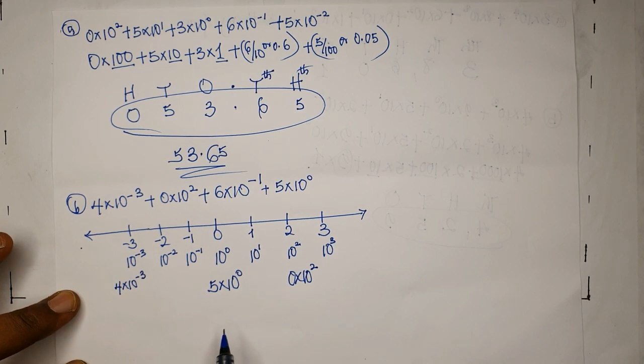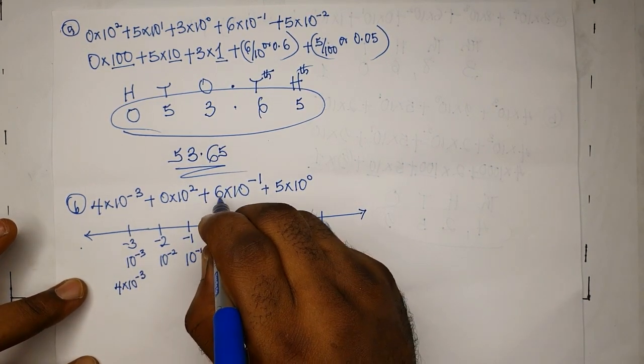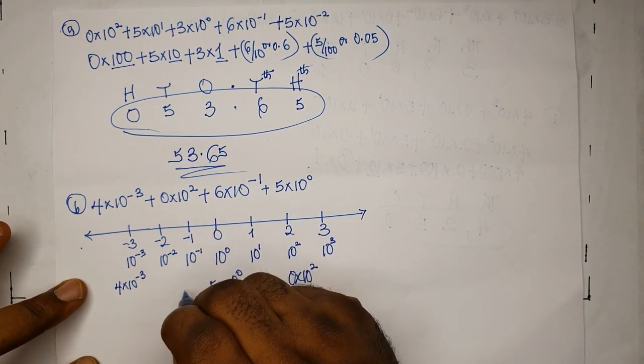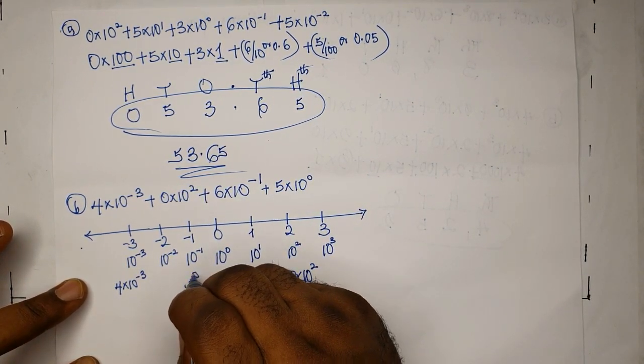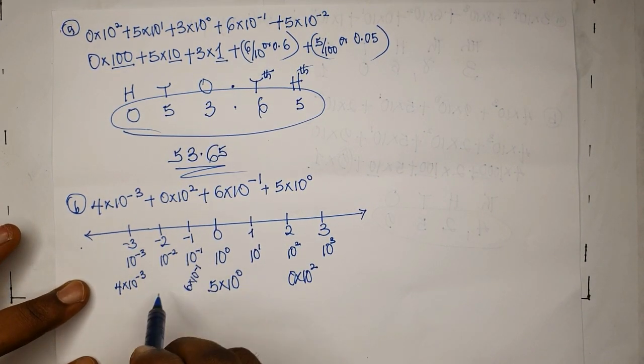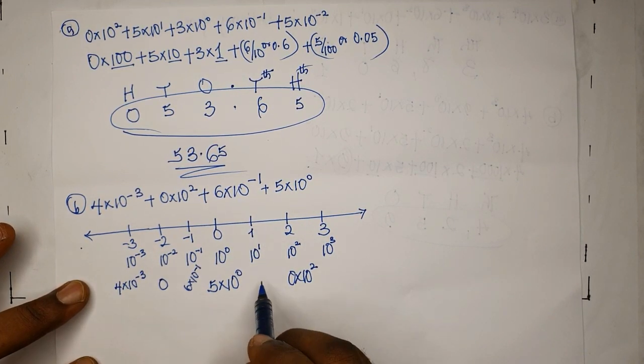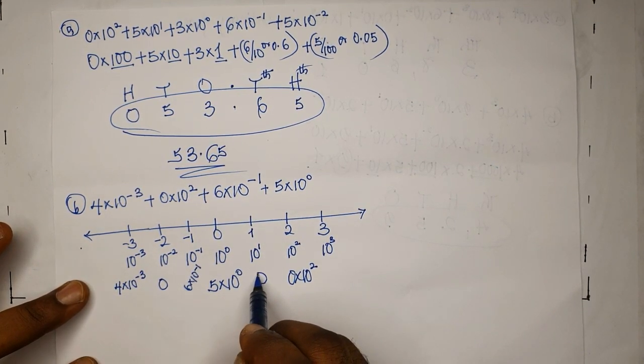What else do we have? There are 4 of them. We have 10 to the power of negative 1. Sorry, 6 times 10 to the power of negative 1, which comes here. 6 times 10 to the power of negative 1. So what it means is that in place of negative 2, there is nothing, 0. In place of positive 10 raised to power 1, there is also nothing.